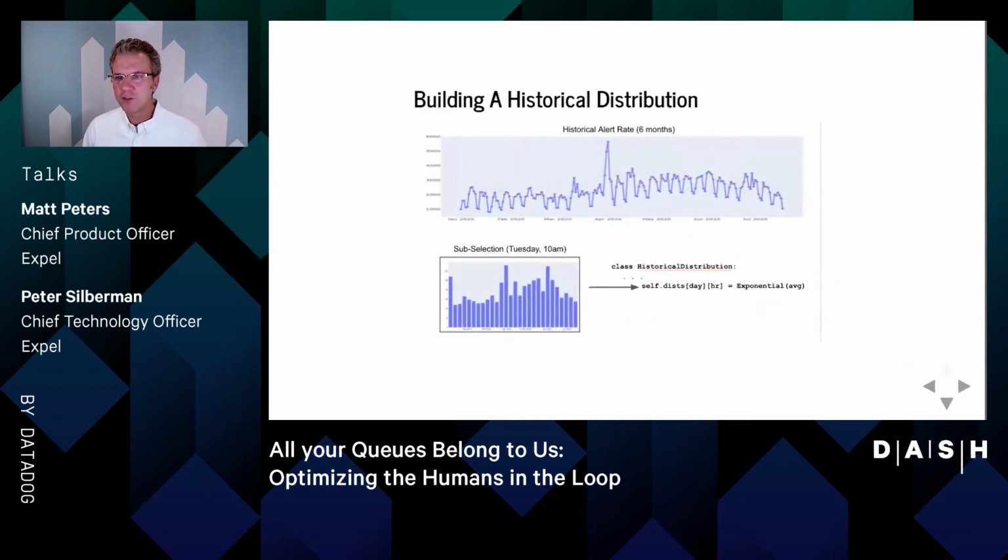So one thing that we did is we can take a look at the historical distribution, and because we understand the periodic structure of it, we can actually look at it and say, hey, every Tuesday at 10 a.m. looks about like every other Tuesday at 10 a.m. So what if we model every Tuesday as its own exponential?